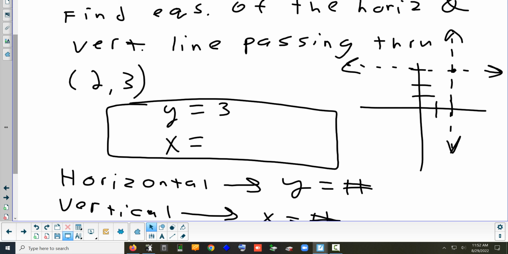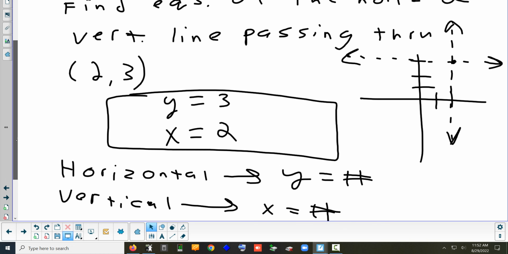You can't graph them because they fail the vertical line test. The calculator can only graph functions. In this case, what would x equal? 2. It's the vertical line at x equals 2.